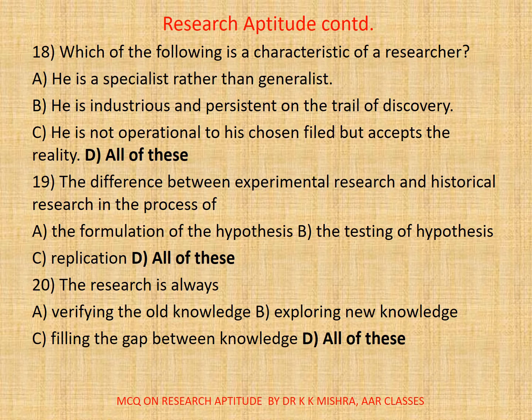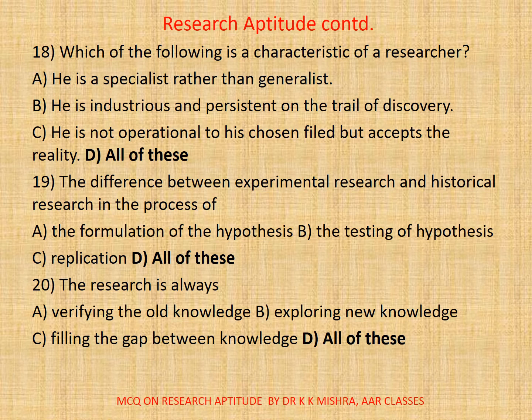18. Which of the following is a characteristic of a researcher? A. He is specialist rather than generalist. B. He is industrious and persistent on the trail of discovery. C. He is not operational to his chosen field but accepts the reality. D. All. Correct option is D. All.